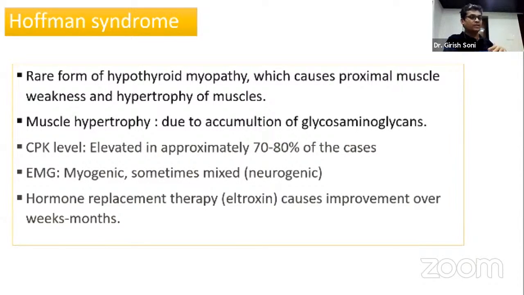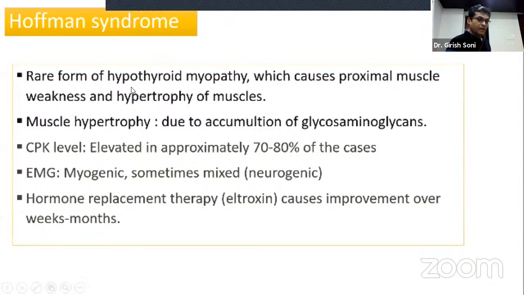steroid in such situations. If the hypothyroid myopathy presents with hypertrophy in infancy or early childhood, along with some cognitive affection or mental retardation, it is called Kocher-Debré-Semelaigne syndrome, which is the childhood or infantile equivalent of Hoffmann syndrome, while Hoffmann syndrome is seen in adults.